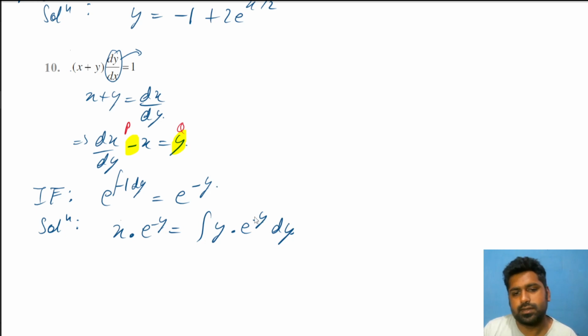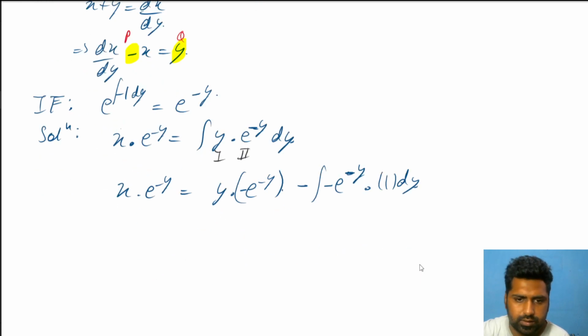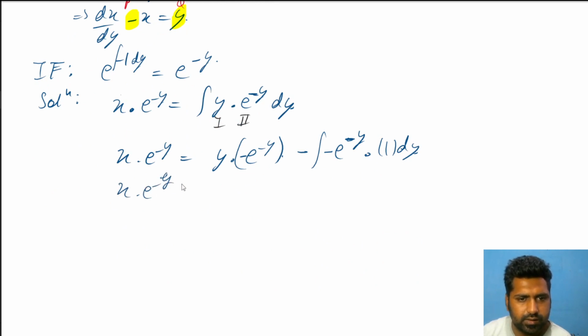This we have to do by parts, because substitution cannot work here. If only it was y square, we could have used the substitution. So let's take first function, second function, and apply. x into e raised to power minus y is equal to first function as it is, integration of e raised to power minus y, that's minus e raised to power minus y, minus integration of the same thing, minus e raised to power minus y, differentiation of y is 1 dy. So this becomes x e raised to power minus y is equal to y into minus e raised to power minus y, minus e raised to power minus y plus c.